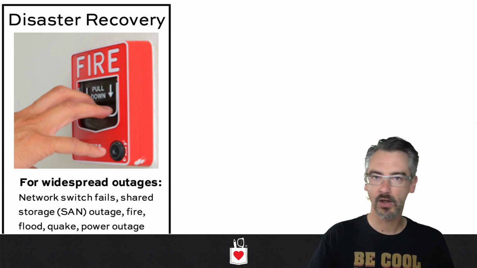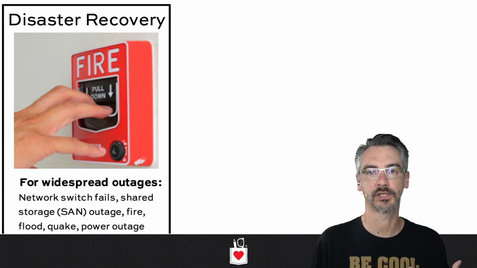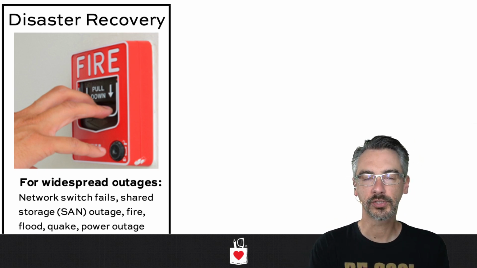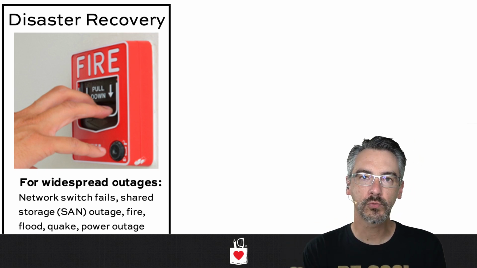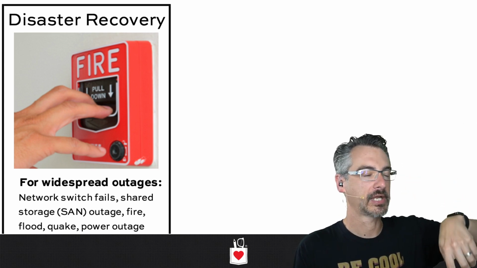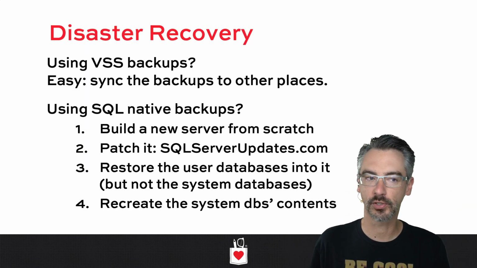We have a fire, a comet hits the data center. We lose all our domain controllers in one data center. When this hits, when we're doing disaster recovery, we're usually restoring our SQL server to a different place, like a different availability zone, a different region, a failover data center.